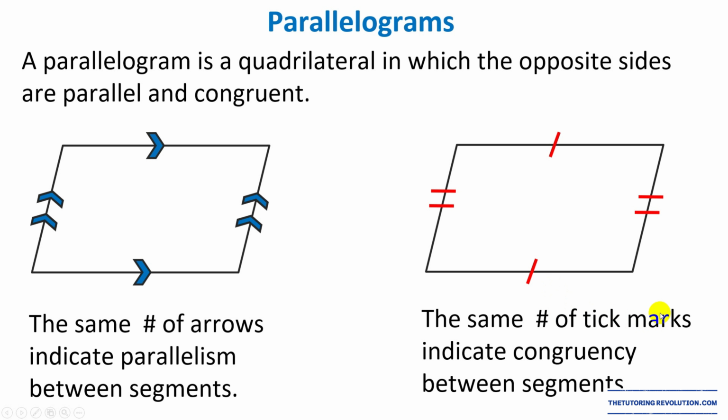The same number of tick marks indicate congruency between segments. So here, this side and this side are congruent, meaning they have the same length, because we label them with one tick mark each because we know that this length and this length are the same. Likewise, this side and this side, each one has two tick marks, which indicates that this side has the same length as this side. So to indicate congruency between segments or sides of a polygon, we use the same number of tick marks.